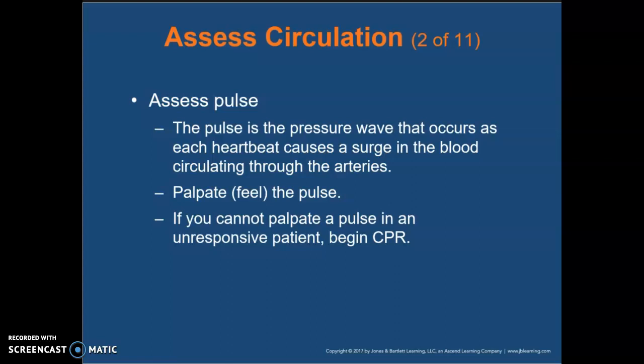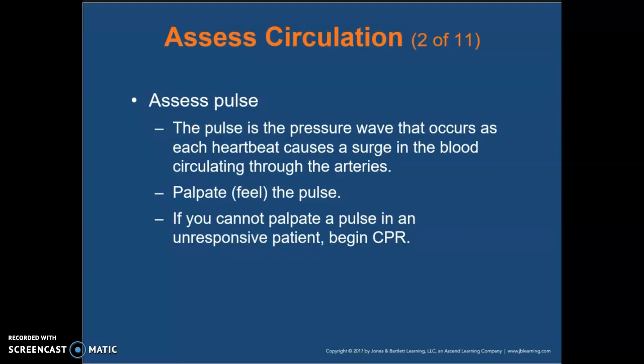The next thing that you're going to do if you don't have a radial pulse is you're going to move up and palpate the carotid pulse in the neck. If they don't have a carotid pulse and they're not looking at you, they're unconscious, they're not breathing, we're going to go ahead and begin CPR.